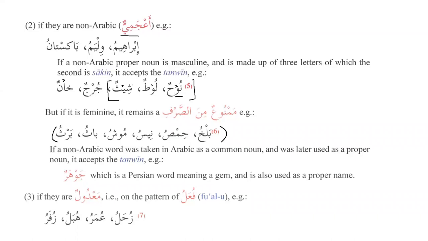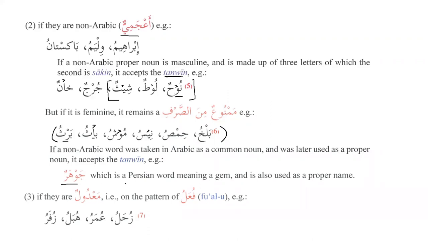If they are masculine, they will accept tanween. But if they are feminine and they have 3 letters and the second is sakin, still they will not accept tanween. They have 3 letters: Balkhu, Himsu, Nisu, Mushu, Bathu and Barthu. We can see that they have 3 letters, and the second is sakin, but they do not have tanween. Why is that? Because they are feminine. So they won't accept tanween at all, whether the second letter is sakin or not. However, if it's masculine, then there is a possibility.